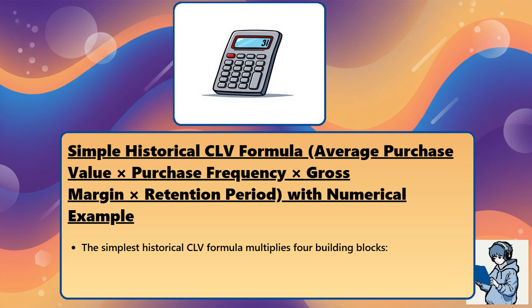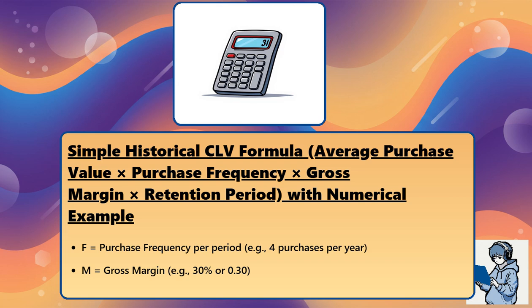The simplest historical CLV formula multiplies 4 building blocks. CLV hist equals APV times F times M times R. APV equals average purchase value, for example $120 per order. F equals purchase frequency per period, for example 4 purchases per year. M equals gross margin, for example 30% or 0.30. R equals retention period in years, for example 5 years.